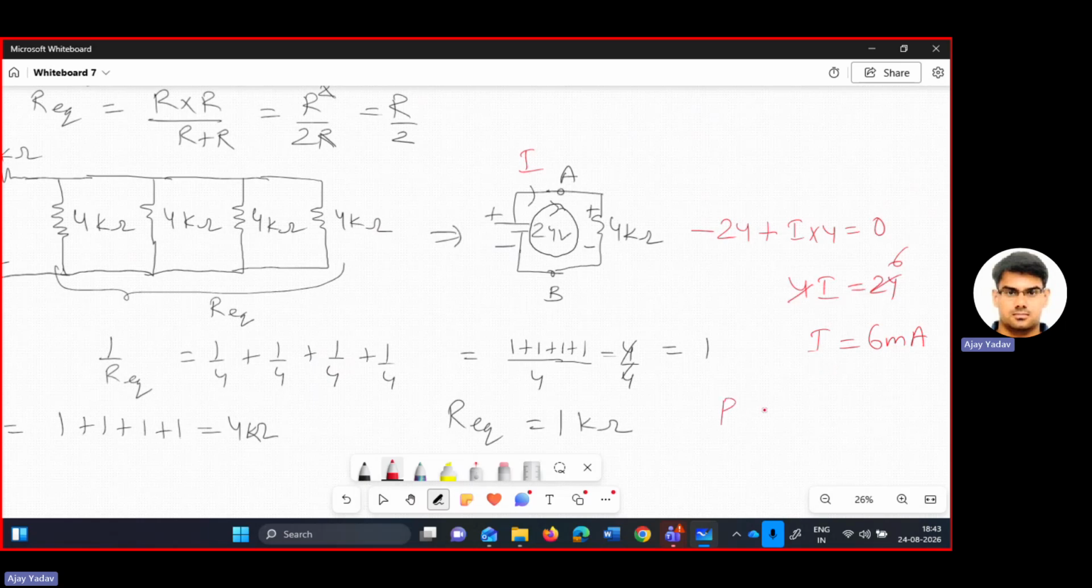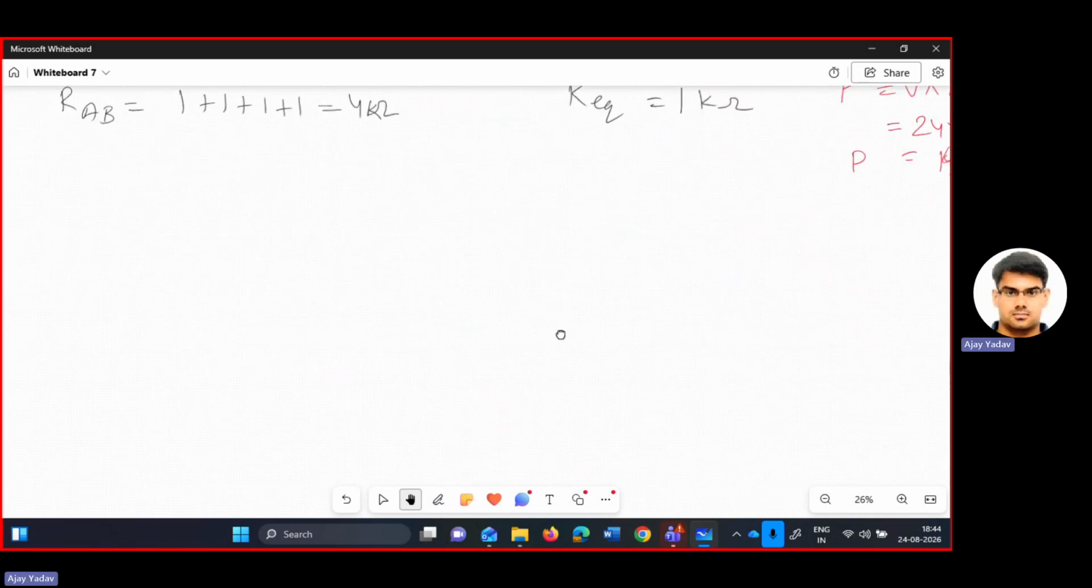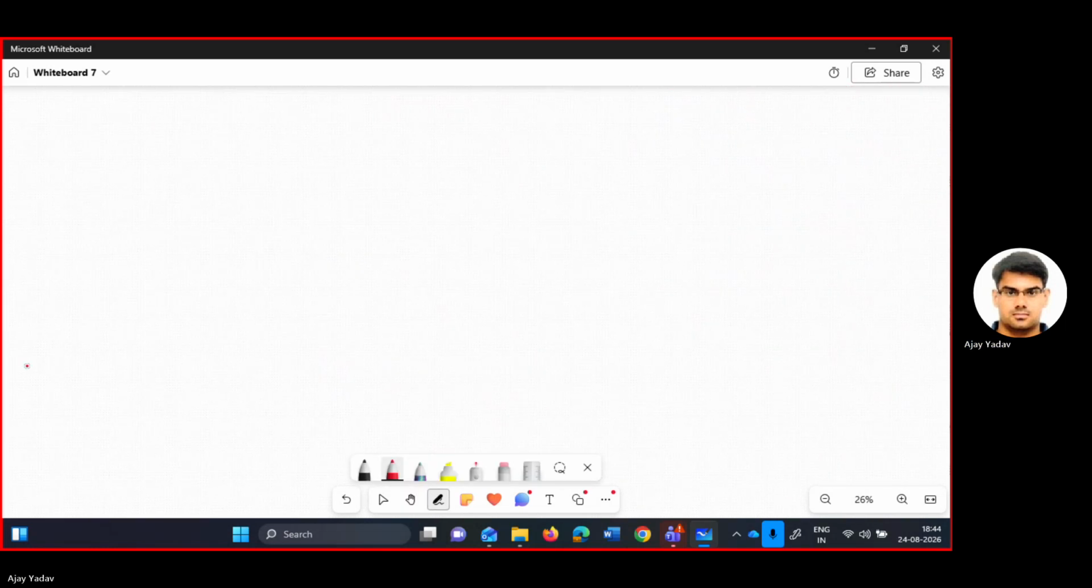And what is the power delivered by this source? V into I. V is 24 into I, which is 6. In terms of power, it will be 144 milliwatt. So the power delivered by this 24-volt source to the circuit is 144 milliwatt. Now after this, I am covering another concept that is called voltage division.